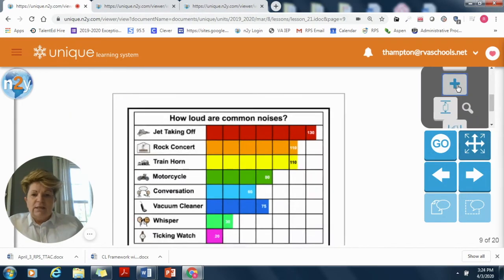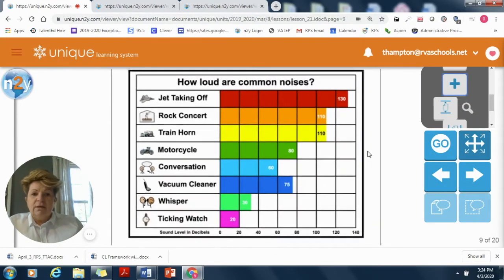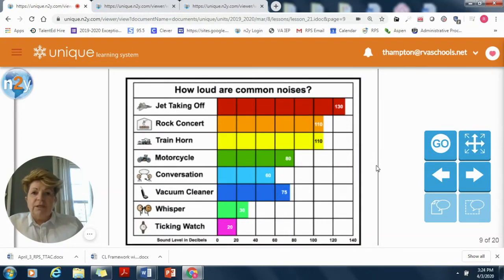This lesson tied right in with our reading from the chapter book Sound, Lights, and Theater. It was chapter two, where we talked about decibels, and we learned that the greater the sound is, the higher the decibel number, which is how we measure sound, like we measure length in inches, feet, yards, miles. With sound, we measure it in decibels.